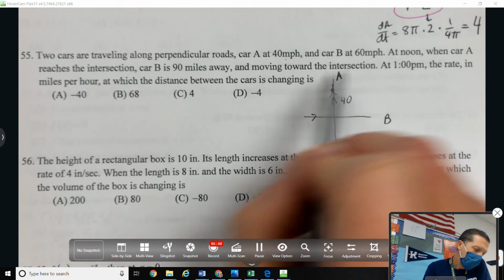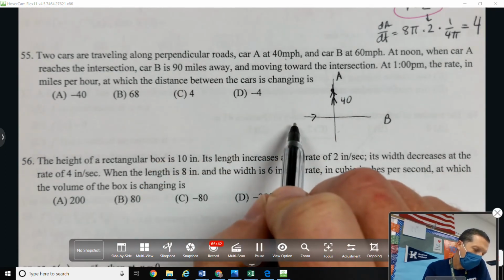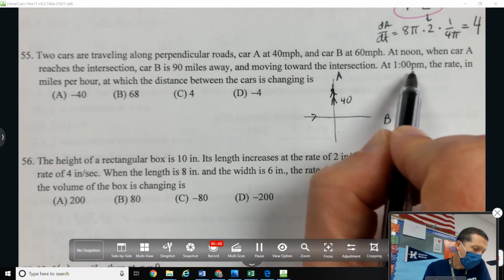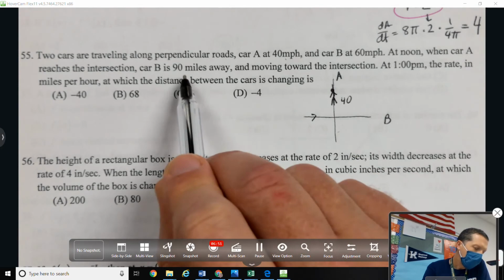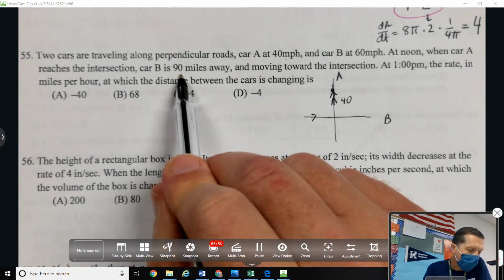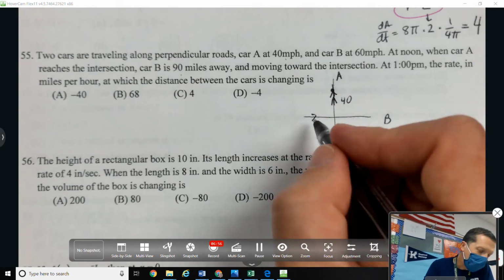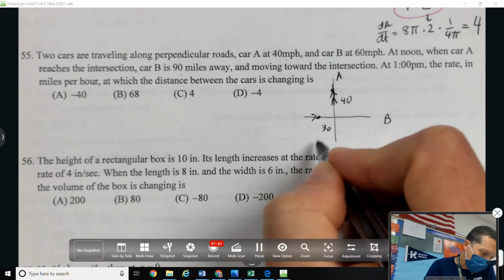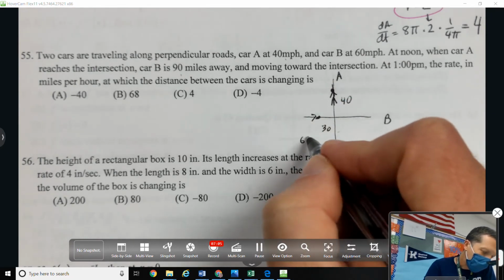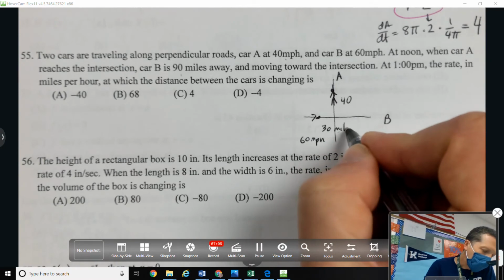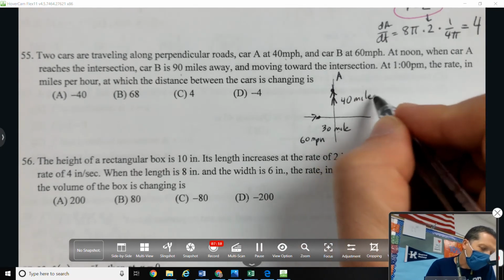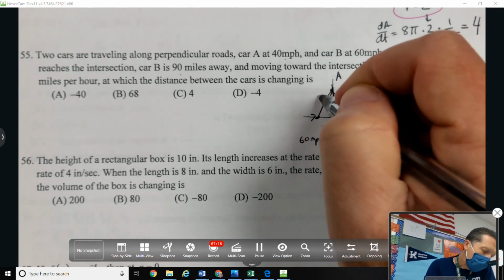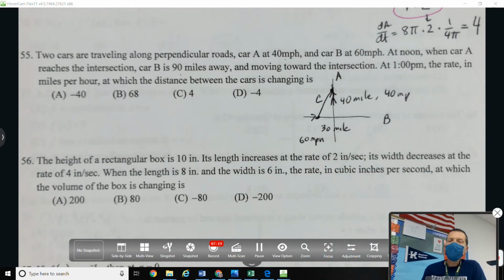Car B was 90 miles away, moving toward the intersection. At 1 p.m., so an hour later, it went 60 miles in that hour, so now it's only 30 miles away. And it's traveling at 60 miles an hour. So 30 miles, 60 miles an hour. Car A is 40 miles and 40 miles an hour. Oh, this is a 3, 4, 5 triangle.